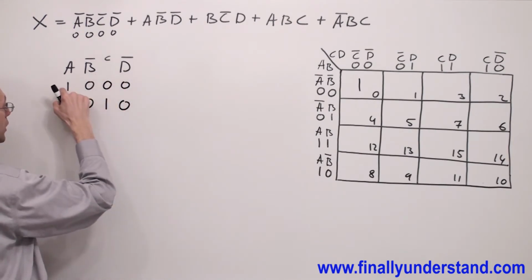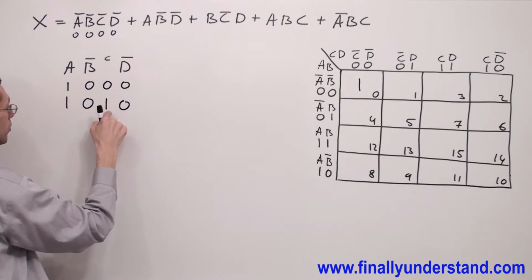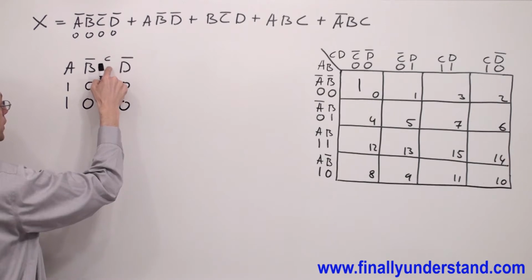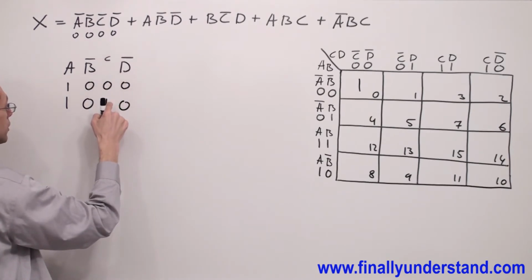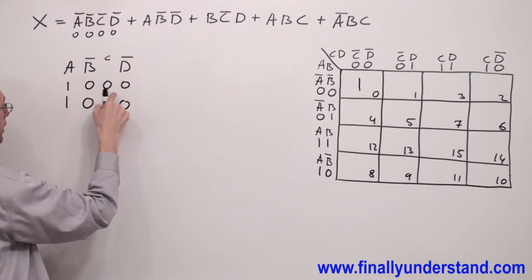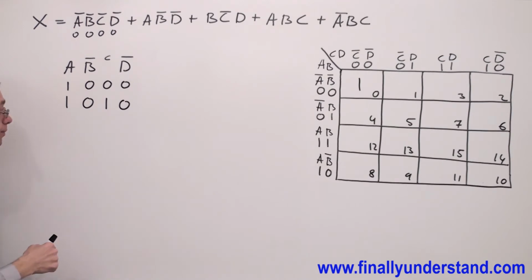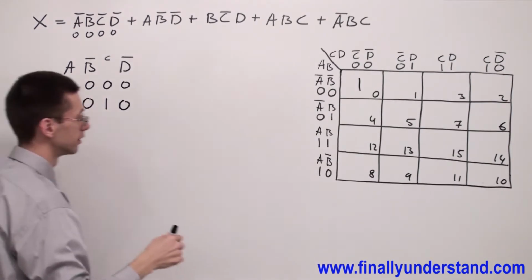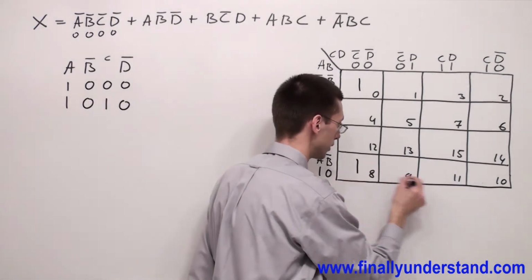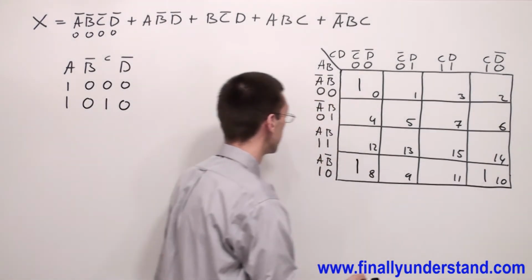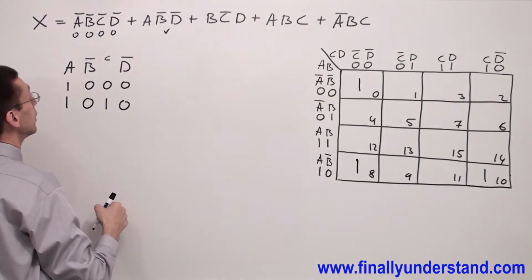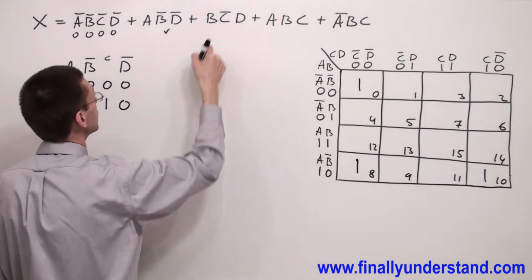Remember, I create 2 numbers because I'm missing only one variable. One variable represents 2 combinations, 0 and 1. That's why I can create only 2 numbers. This is binary 8 and this is binary 10. I'm finished with this term. Let's take a look at this one.